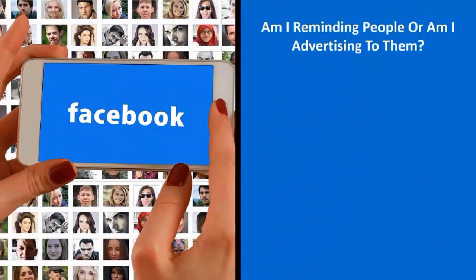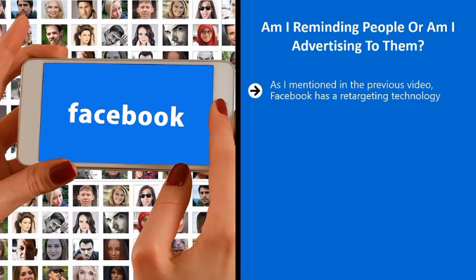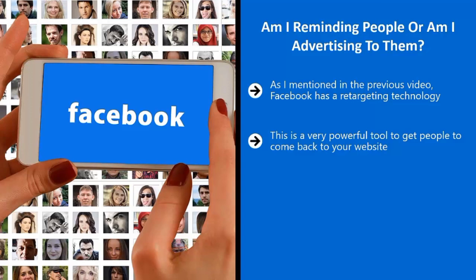Am I reminding people or am I advertising to them? As I mentioned in the previous video, Facebook has a retargeting technology. This allows you to remind people who have already visited your site about the value of your products and services. This is a very powerful tool to get people to come back to your website. Obviously, these people have already been exposed to your brand.